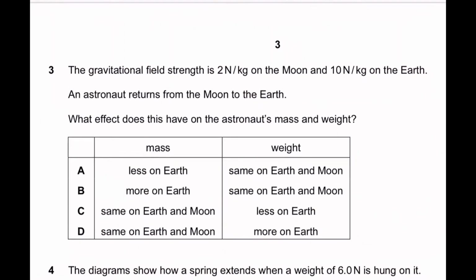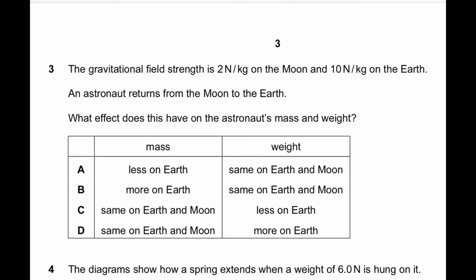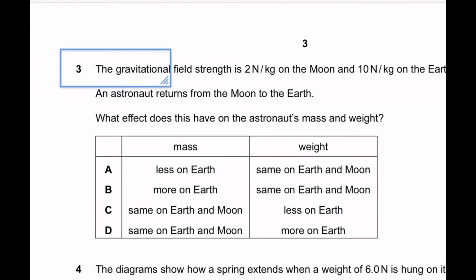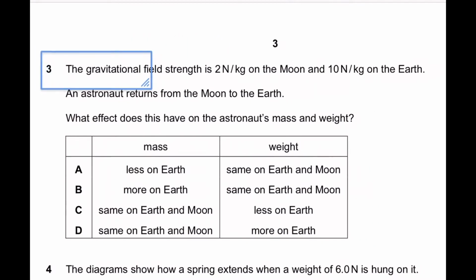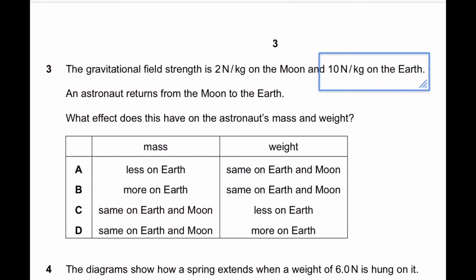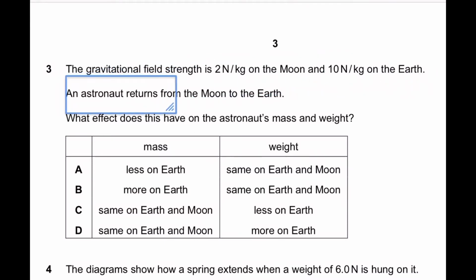Next, moving on to the next question. Question 3. Let me get the box correct size. Okay, question 3. The gravitational field strength is 2 Newton per kilogram on the moon and 10 Newton per kilogram on the Earth. An astronaut returns from the moon to the Earth. What effect does this have on the astronaut's mass and weight?